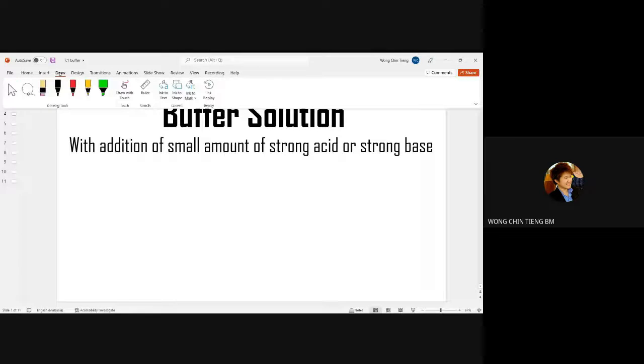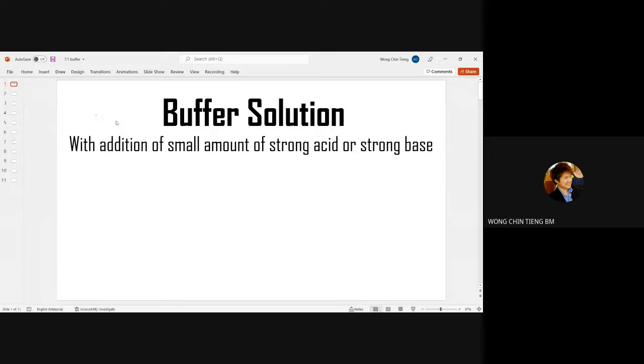Where are we? Okay. So we are going to do buffer solution with the addition of a small amount of strong acid and strong base. Not much. We will be only doing 2 big questions and only, I think, 6 questions. If you can calculate the 6 questions, we are done for tonight.